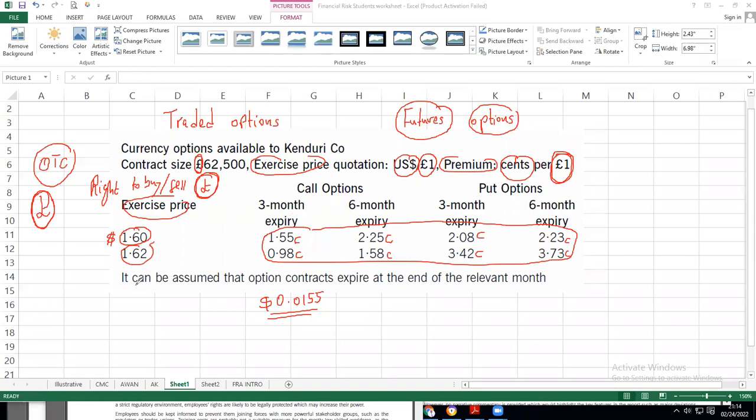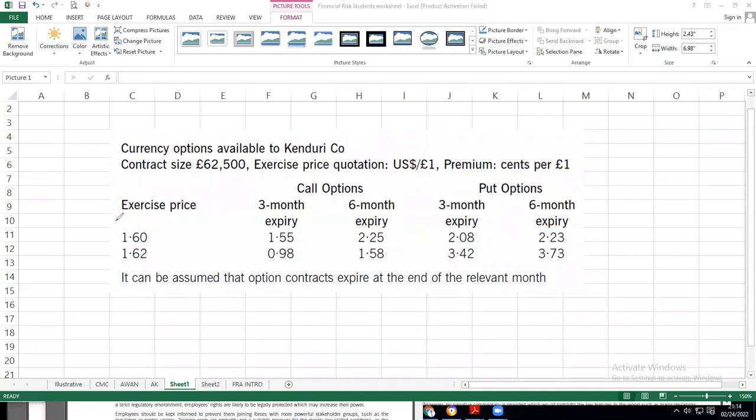Now, let us make sense out of this. Let's see if these figures make sense. It can be assumed that option contracts expire at the end of the relevant month. Now, let us read this table further. What is a call option? A right to do what? To buy. What of a put option? It's a right to do what? To sell. There we are.